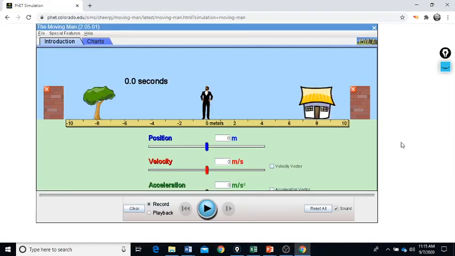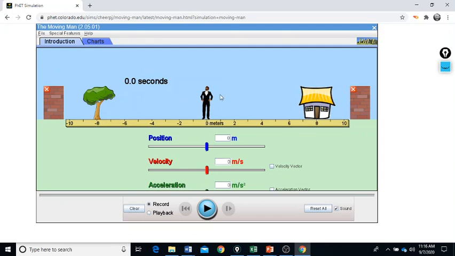Hello everybody and welcome. In this video I'm going to be looking at an inquiry lab for the PhET simulation, The Moving Man. With an inquiry lab there are no specific procedures or steps to follow. You want to explore what the simulation has to offer, sink your teeth into as much physics as you can there. And so we're just going to explore this together a little bit here.